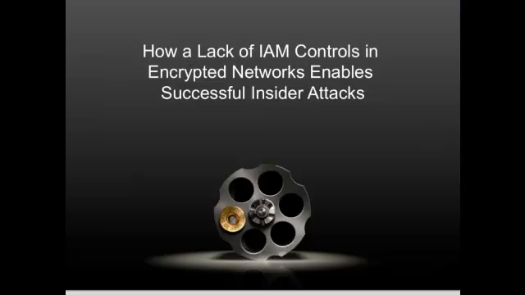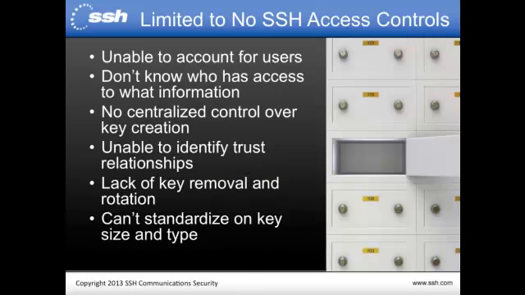So let's first take a look at how a lack of identity access management controls in encrypted networks enables successful insider attacks. This is a current state analysis. If you look at SSH access controls, ask yourself these questions as I go through these bullet points. Are you able to account for users? Most organizations say no. Most organizations don't know who has access to what information. There's no centralized control over key creation. They're unable to identify trust relationships, and there's a lack of key removal and rotation. Again, they can't standardize on key size and type.